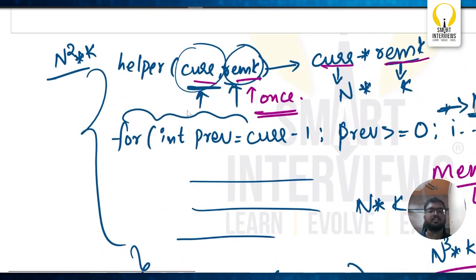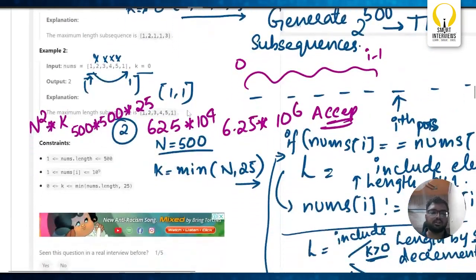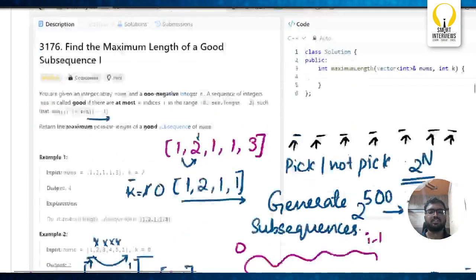So this is all about this question. And one more thing, what is the space complexity? It is n into k. So that's all for this problem.